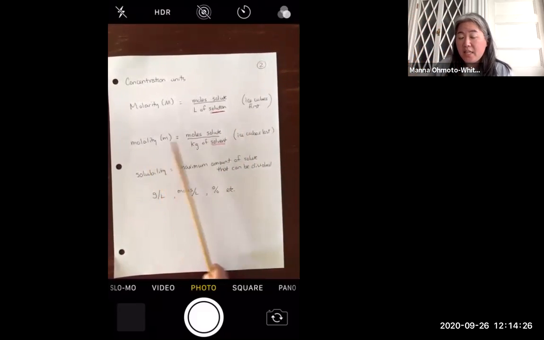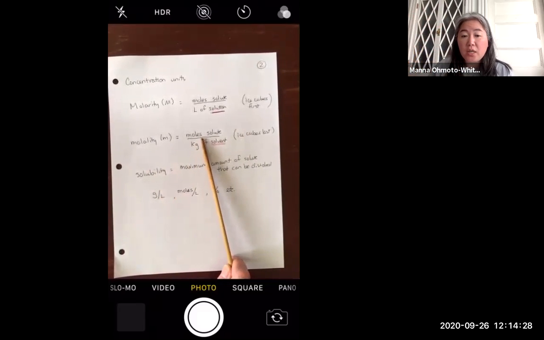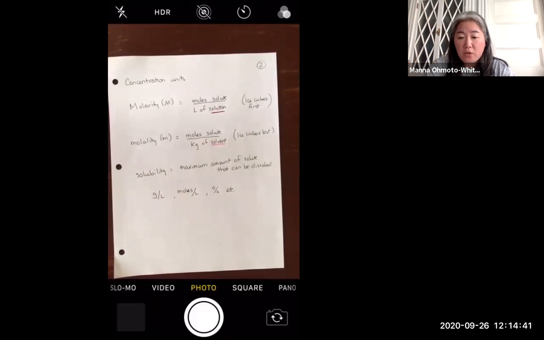Molality is where I take moles of solute and I put it in 1 kilogram of solvent. So it's per kilogram of solvent. I'm not looking at the solution. This is keeping the solvent the same, but changing the amount of solute that I have. So this is ice cubes last. What I do is I fill up my glass completely up with water, and then I add ice cubes into it. The amount of water that I have in there stays constant. It's the amount of solute.